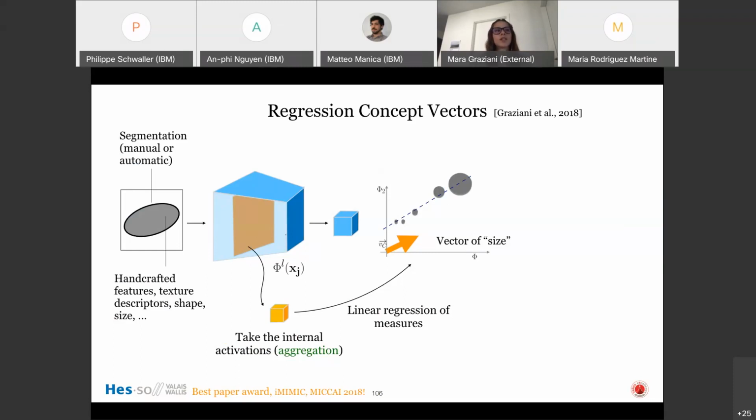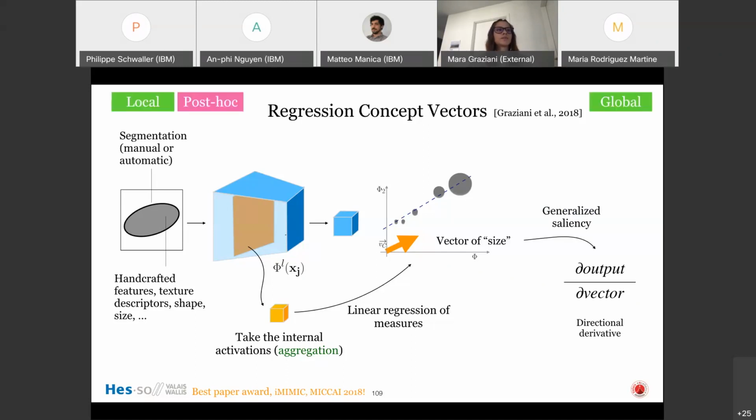And each point here in this figure is representing an input image, where the size of the circle is representing the segmentation size. And so our linear regression will learn the direction of increasing values of a concept, in this case, the concept of size. The final step is, again, evaluating the saliences of the concept vector as a directional derivative. You have already seen this. And so similarly to TCAV, our approach is also both local and global, and is post hoc. And we applied this technique to several different fields, and we also won a Best Paper award for that.